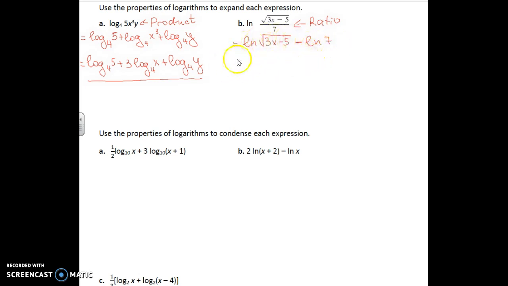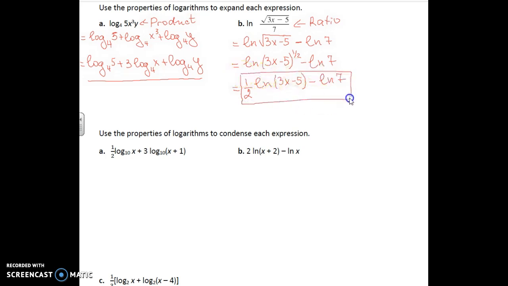Now, here I have the square root of something. Remember that the square root could be rewritten as a power. That is the natural log of 3x minus 5 to the 1/2 power. And I still have minus the natural log of 7. Now that I have a power, I can take the power and put it on the outside of my log. I have 1/2 the natural log of 3x minus 5 minus the natural log of 7. Some of you might be tempted to want to split this 3x minus 5. However, this is inside of your log, and since we have the subtraction in here, we cannot split it. If we only had the natural log of 3x, then you could. But in this case, we have found our final answer.